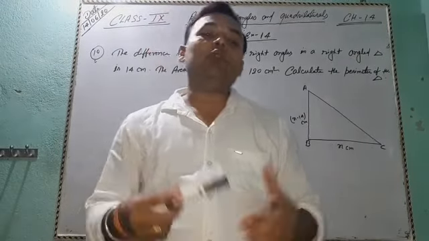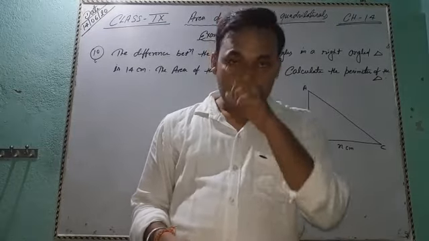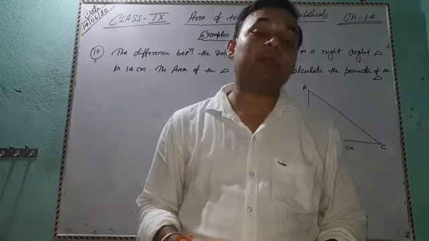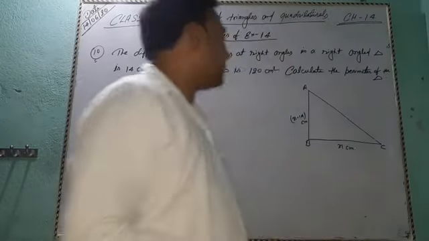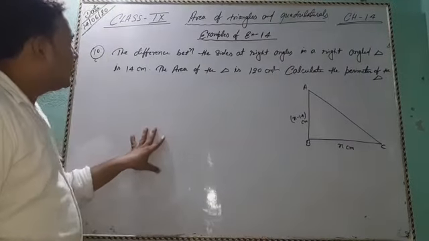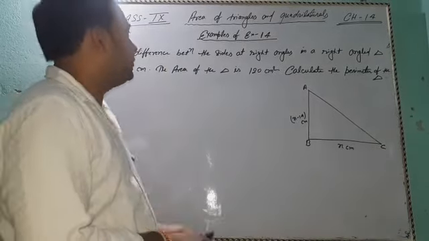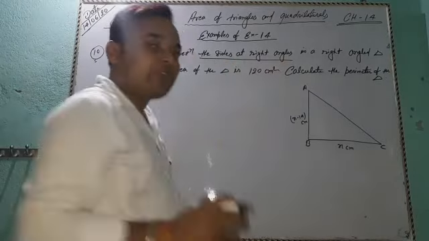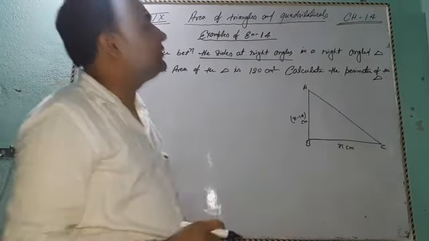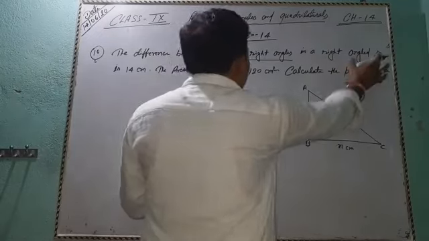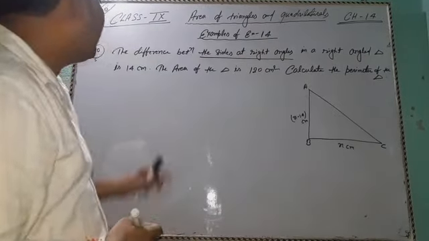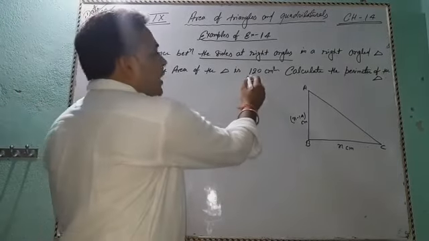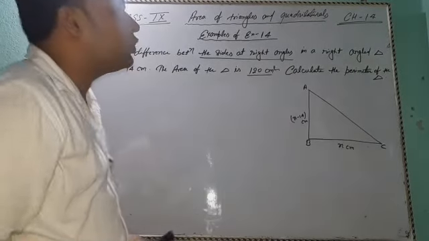Students, today I am going to discuss some questions, some examples of exercise 14. For my first example, number 10: The difference between the sides at right angles in a right angled triangle is 14 centimeter and the area of the triangle is 120 square centimeter. Calculate the perimeter of the triangle.